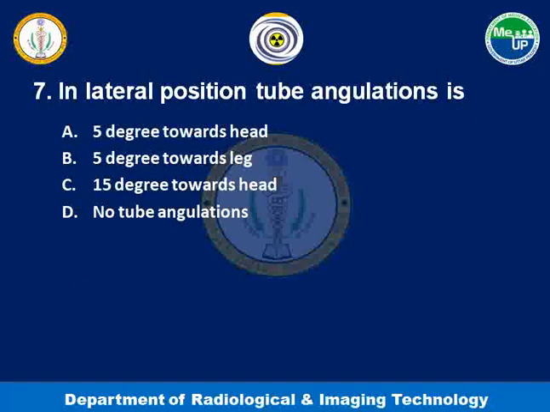Question number 7. In lateral position, tube angulation is: Option A is 5 degree towards head. Option B is 5 degree towards leg. Option C is 15 degree towards head. Option D is no tube angulation. The correct answer of this question is option A. 5 degree towards head.